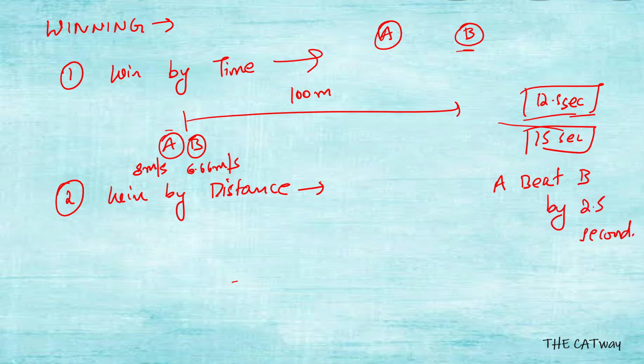So the difference between the time taken by the first one to complete the race and the time taken by the second one to complete the race, the difference of these two values, is what is called winning by time.